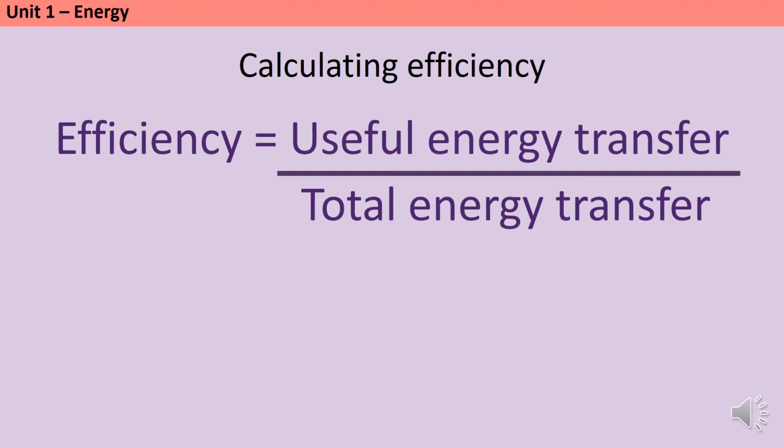Now, just in case you weren't sure, when we write something as a fraction, what we mean is the thing on top divided by the thing on the bottom. So we're going to do useful energy transfer divided by total energy transfer.